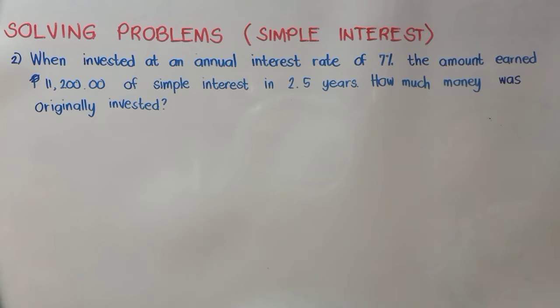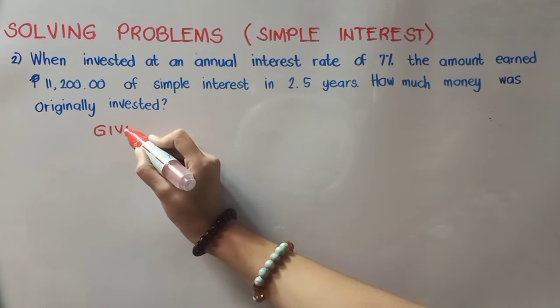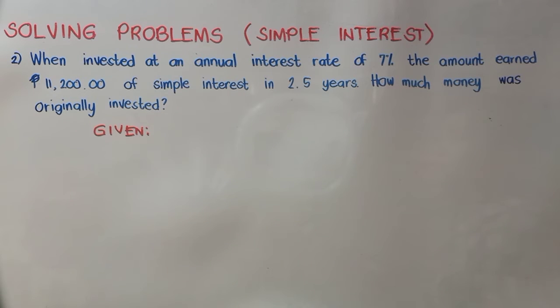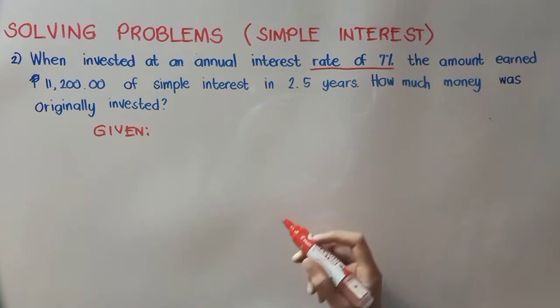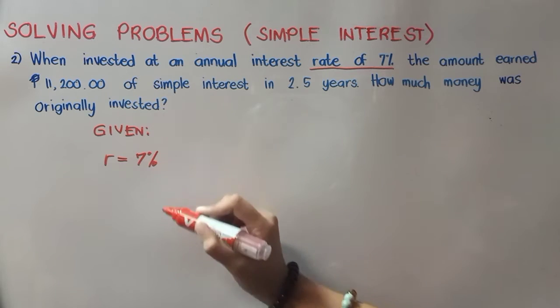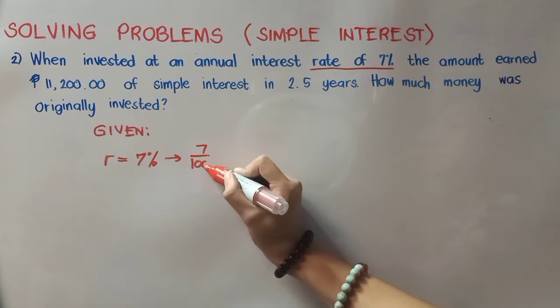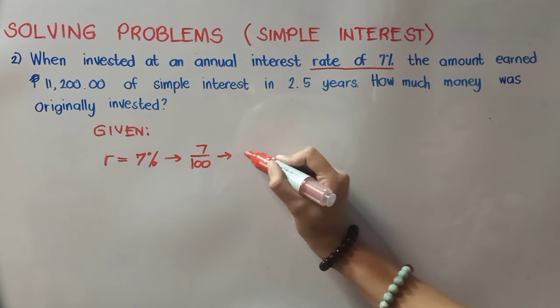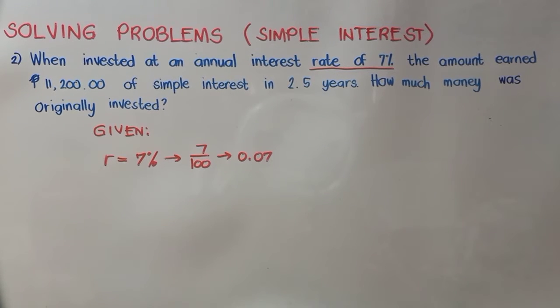Number 2. When invested at an annual interest rate of 7%, the amount earned 11,200 of simple interest in 2.5 years. How much money was originally invested? Again, we have to lay out all of our given first before we proceed answering. Rate of 7%. Since this is in percentage, we have to convert it by dividing it by 100. This will give us a quotient of 0.07.